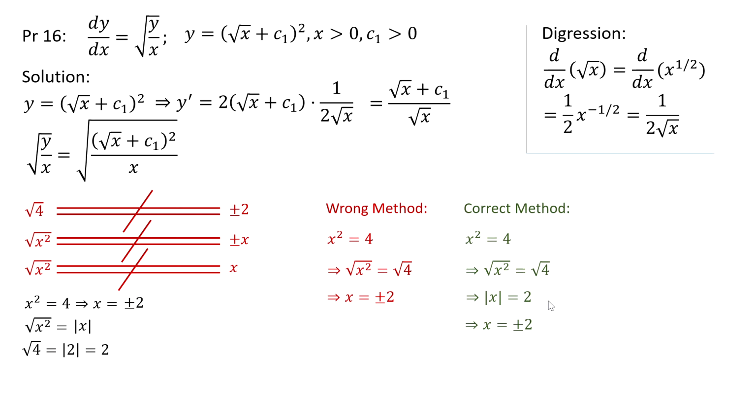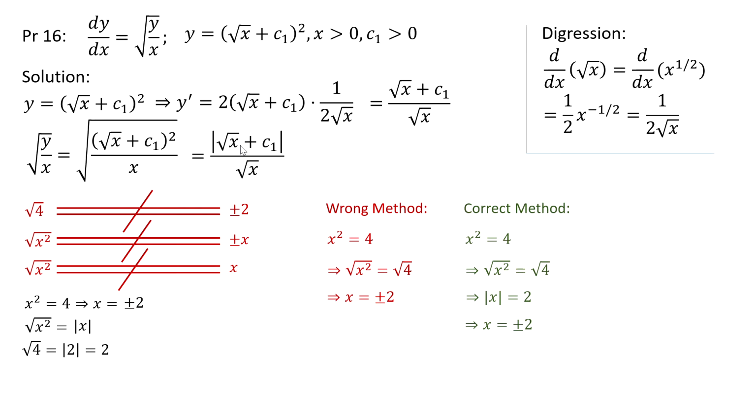Okay, why was I talking about this? What's this got to do with the problem that we were doing? It's got everything to do with the problem that we were doing. Now tell me, what is square root of x plus c1, the quantity squared? What is that equal to? Be correct. Maybe I should have joked and said, be absolutely correct. It is absolute value of square root of x plus c sub 1, over square root of x.